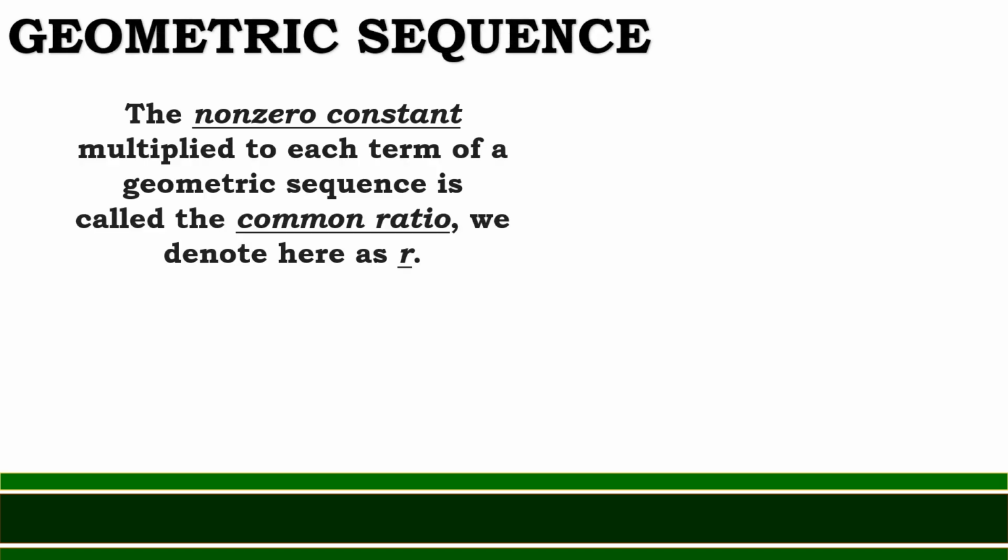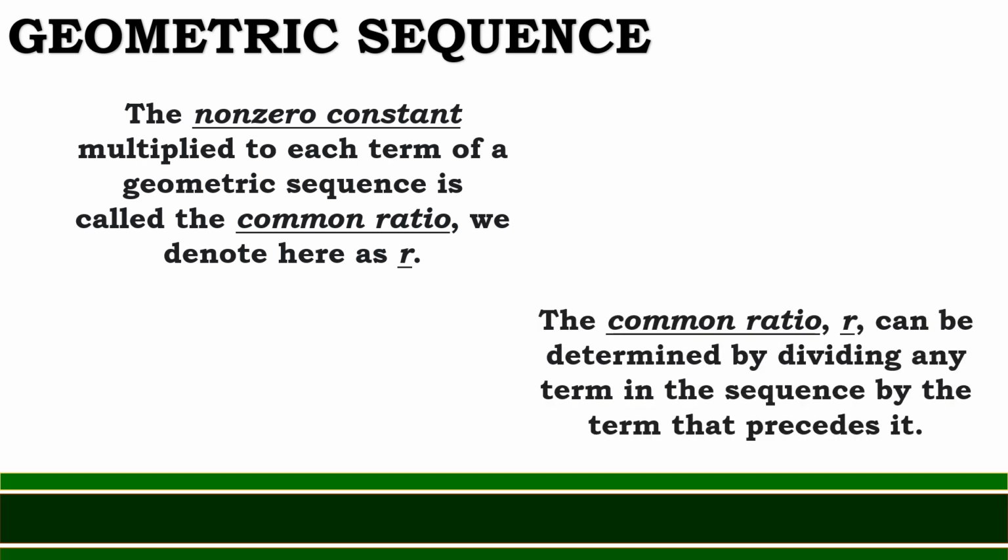Okay, again, in geometric sequence, the non-zero constant multiplied to each term of a geometric sequence is called the common ratio, denoted by r. Ang common ratio natin can be determined by dividing any term in the sequence by the term that precedes it. So, para mas malinaw, magkaroon tayo ng isang example.